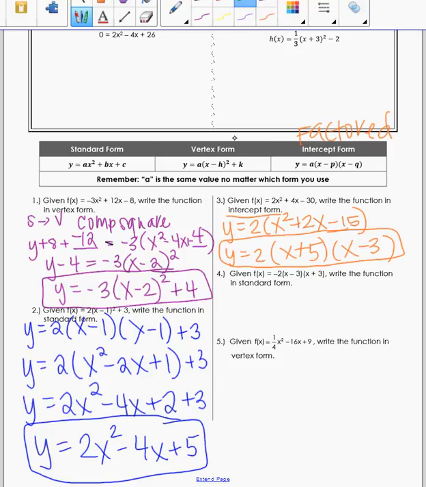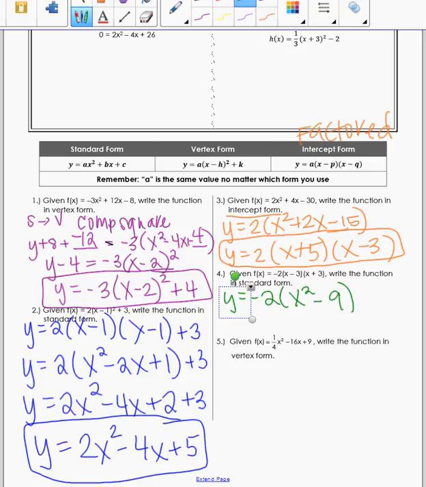So just like this one over here in number 2, we multiplied out. Same thing here. So we have y equals negative 2. If you multiply out your x minus 3 and x plus 3, remember, you're going to get x squared. And that is the difference of squares because you're going to get a positive 3 and a negative 3. So your middle term is going to cancel. And then negative 3 times 3 is negative 9.